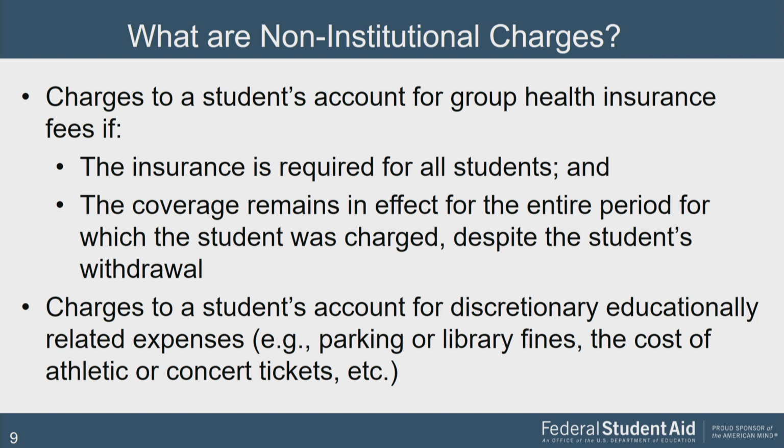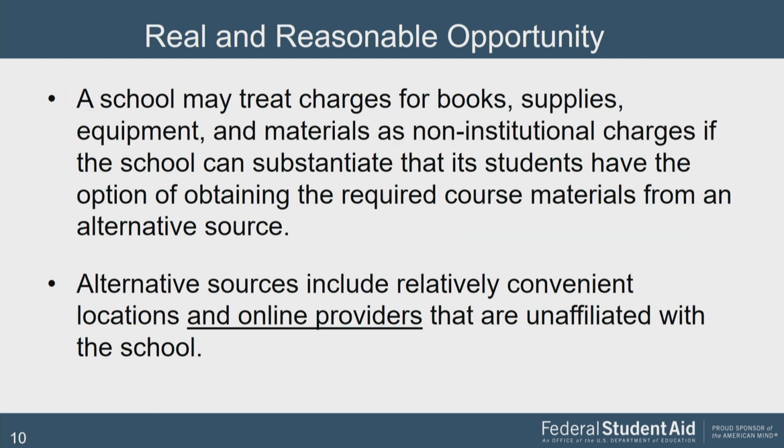And finally, charges to a student's account for discretionary educationally related expenses, so athletic tickets, concert tickets, parking or library fines, etc. I realized a second ago I said athletic fees. Athletic fees are often charged to all students and they're applicable to everyone. Those are probably institutional charges. But if students are buying one-off tickets to athletic events, those are probably discretionary charges that are non-institutional. So even if they end up on the student's account, and that's a common practice at a lot of institutions, those are non-institutional charges that you would not, for example, include in the R2T4 calculation.